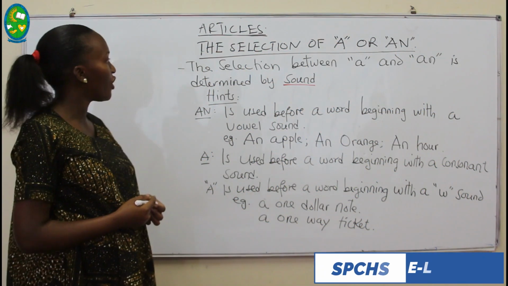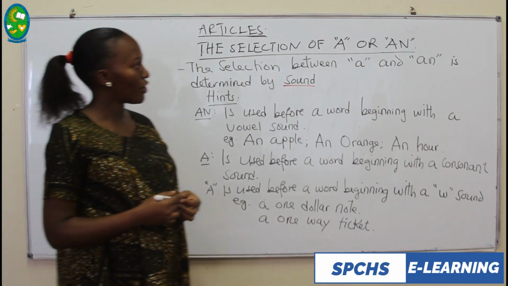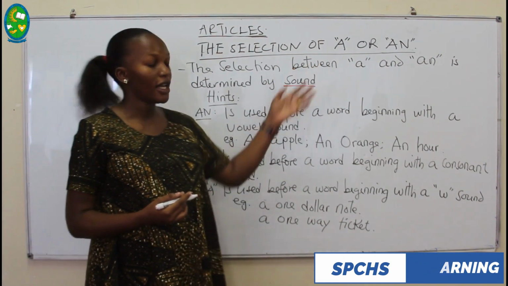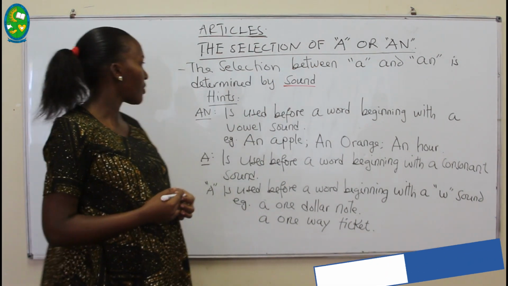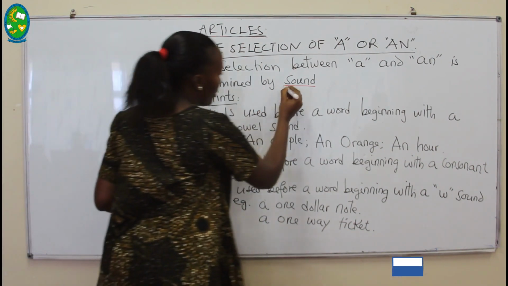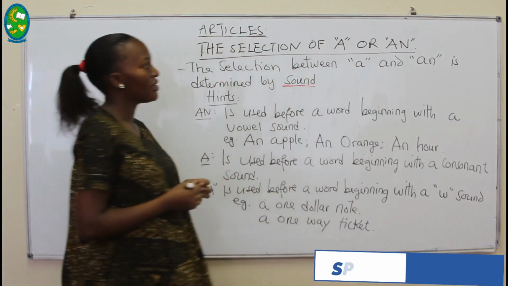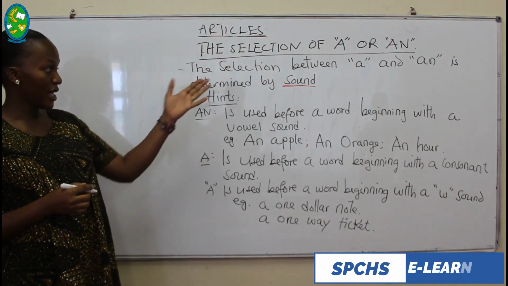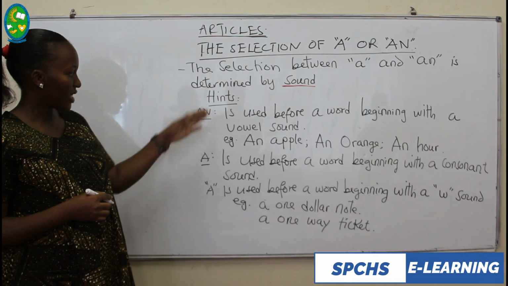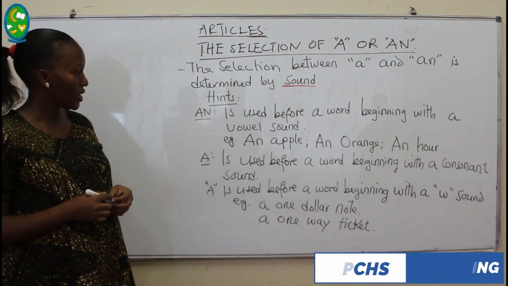So now let's look at the selection of a or an. In other words, let's look at where we use a and where we use an. So the selection between a and an is determined by sound. This is a very, very key word to be used on how to select where to use a and where to use an. So there are some hints here to be followed.